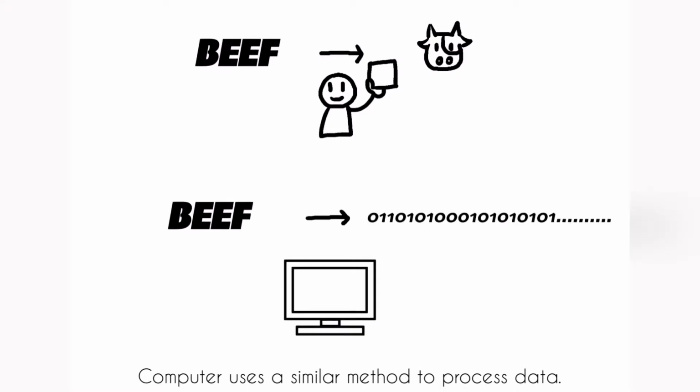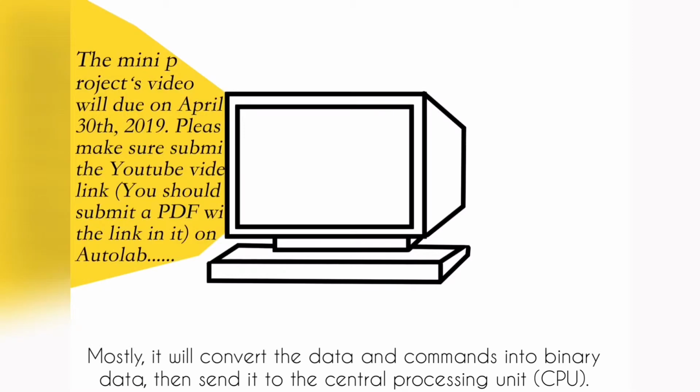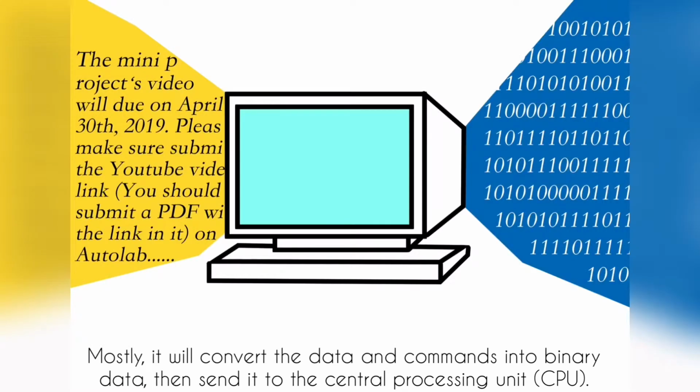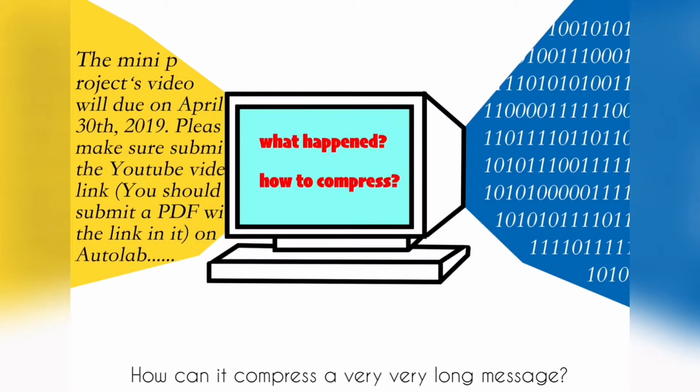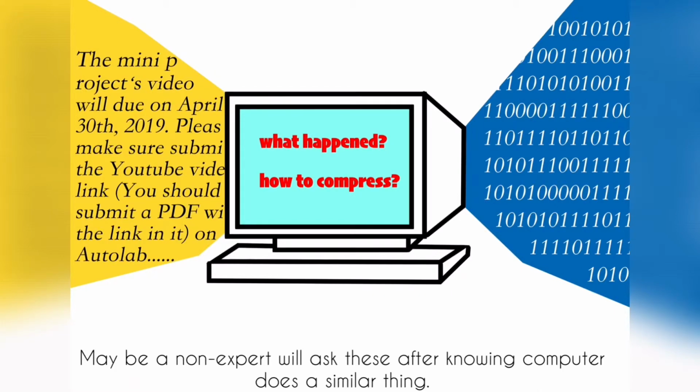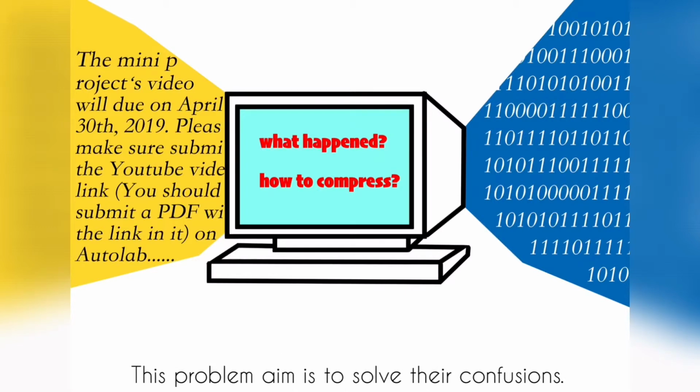Computers use a similar method to process data. Mostly, it will convert the data and commands into binary data, then send it to the central processing unit. What happens when a computer translates the message? How can it compress a very long message? Maybe a non-expert will ask this after knowing a computer does a similar thing. This problem aims to solve their confusions.